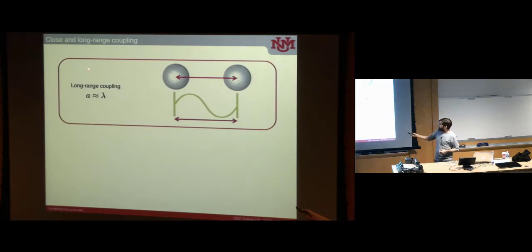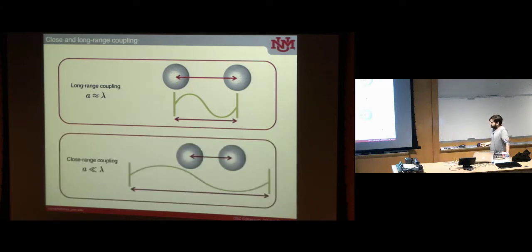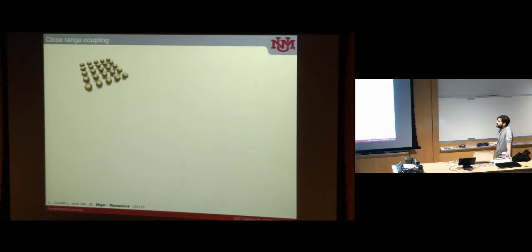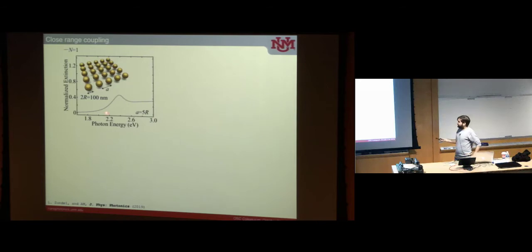The limit in which we call long-range coupling, which is what I've been showing all the time, so periods that are comparable to the wavelength, but also the limit that is used, for example, when you work in meta-surfaces or metamaterials, in which now the particles are way closer than the wavelength, and then they can produce, if you want, an effective response. And what you realize is that, for example, if you have an array of gold nanoparticles separated by just 5 radius, so a separation much smaller than the wavelength, you see that for one particle you get that. For an infinite number of particles you get something like that.